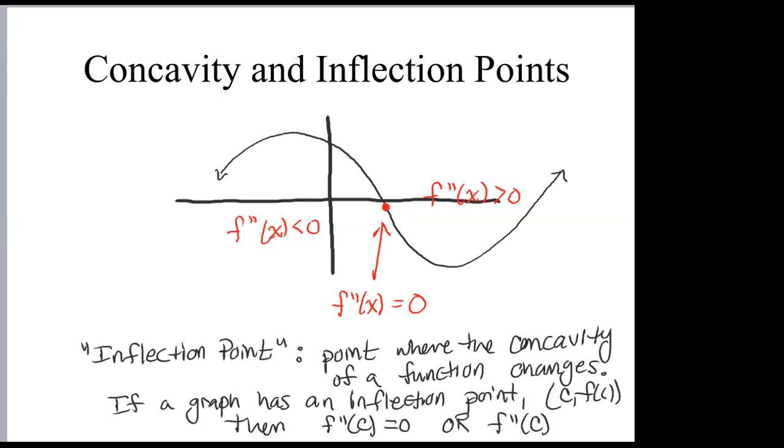I can say that if I want to find possible locations where the concavity of a particular graph changes, then I'm going to look for locations where the second derivative is equal to 0, or the second derivative does not exist. And I'm going to check to see if these are inflection points. So really inflection points are more similar to maxes and mins in the way that we check them than they are to critical points. But we find them in the way that we find critical points.